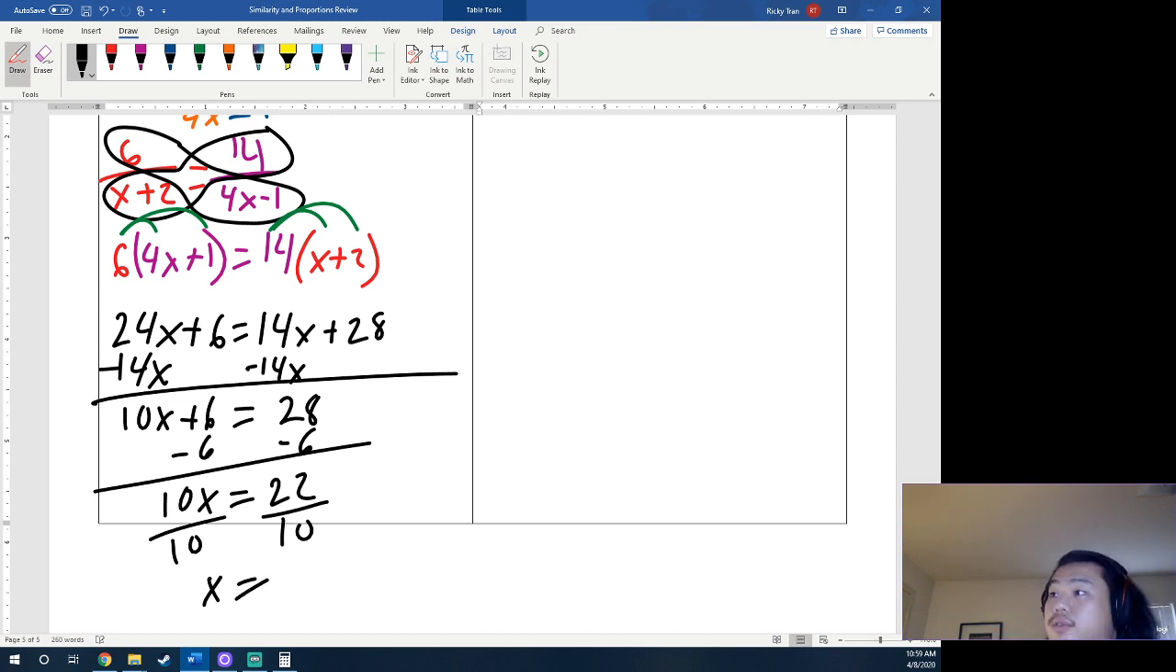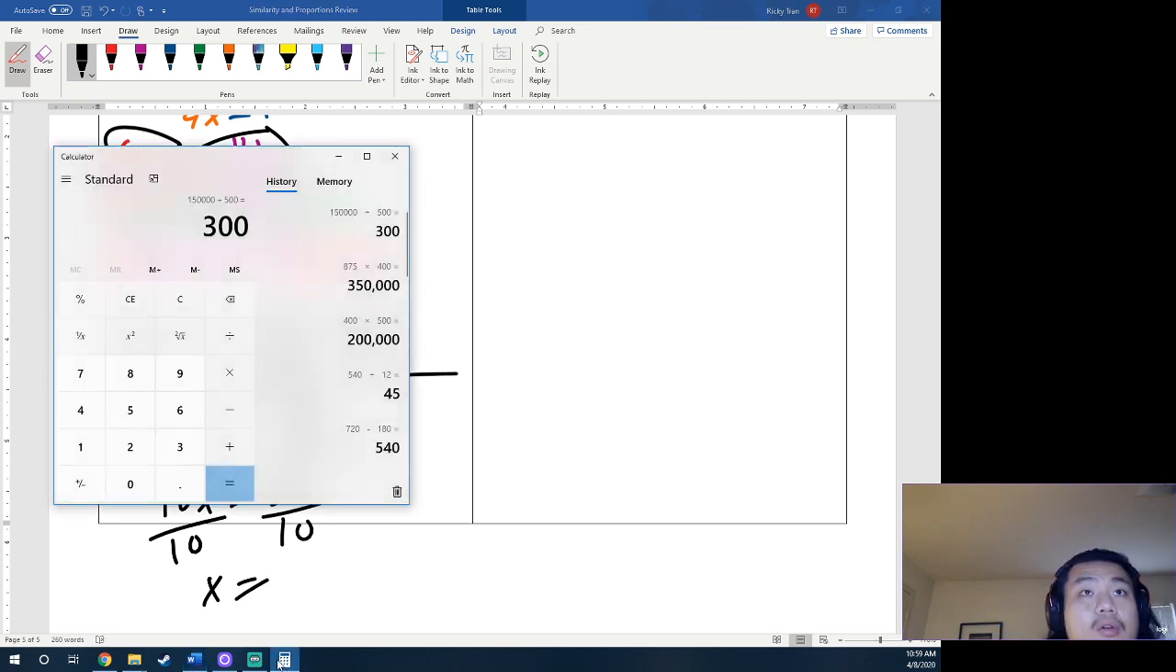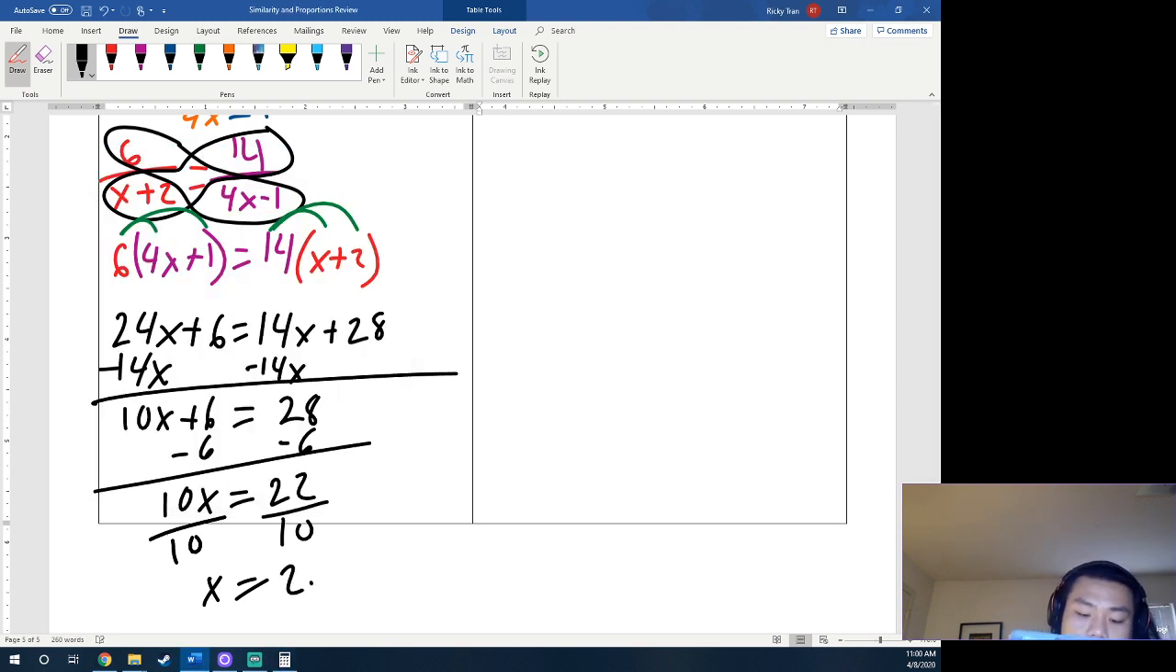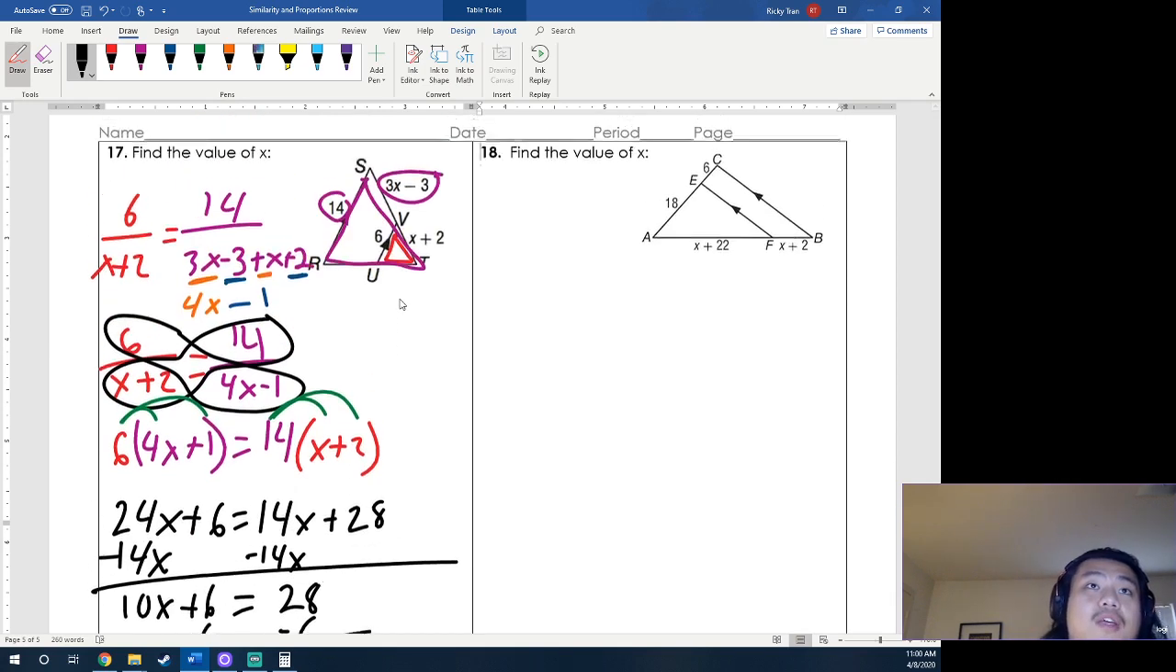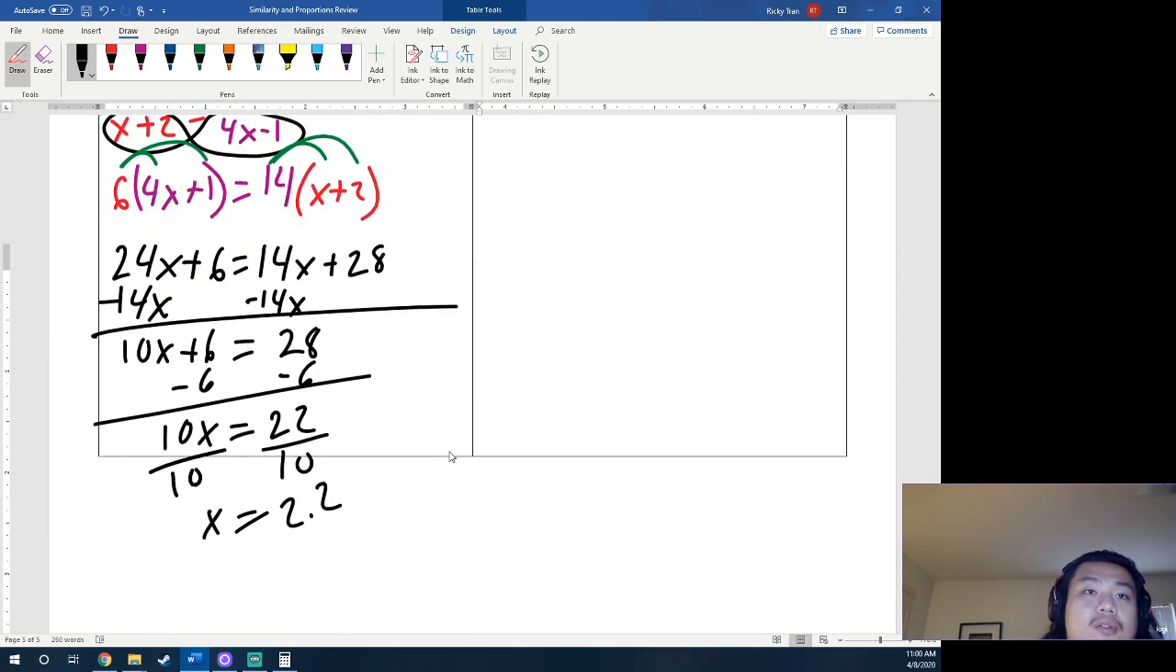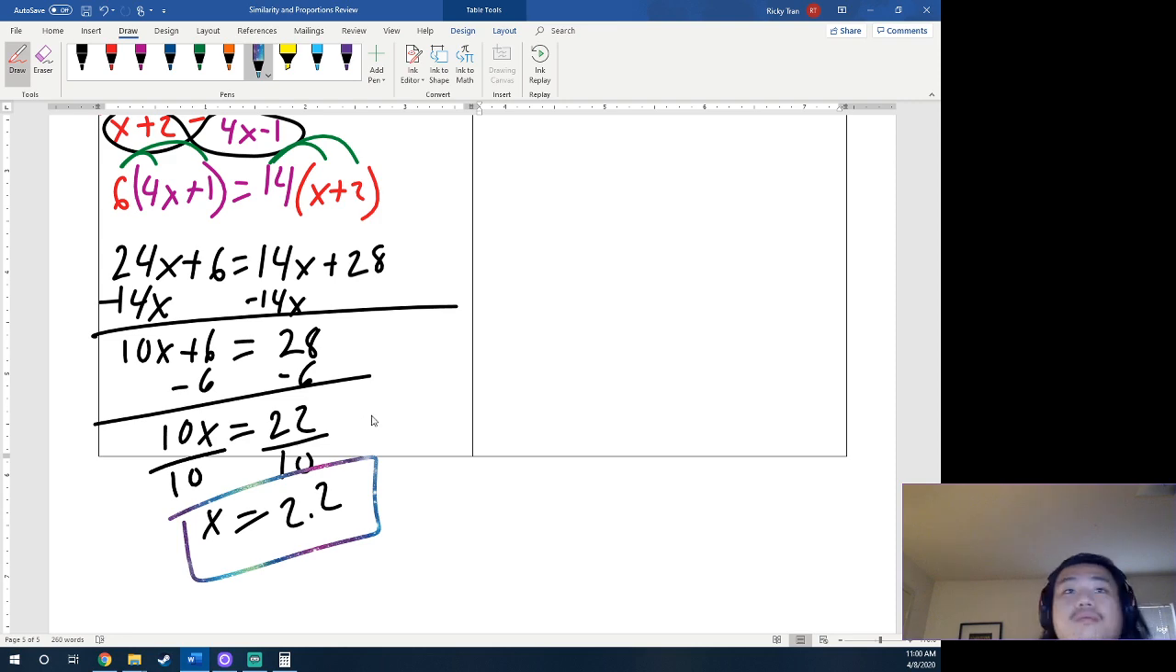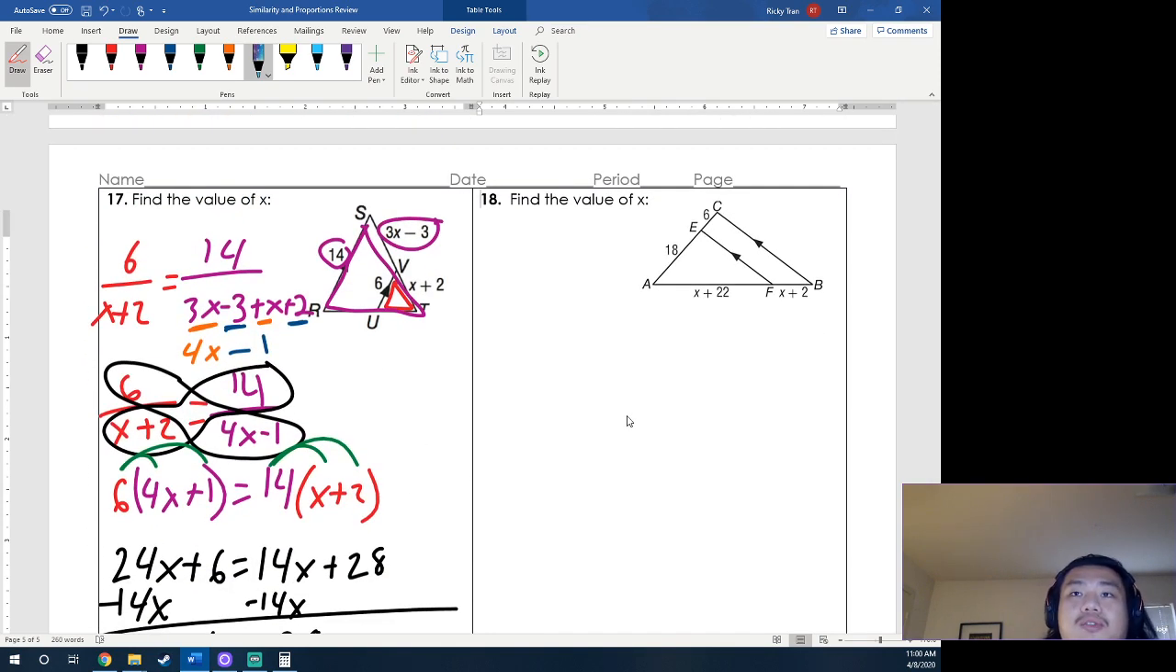X is equal to 22 divided by 10, or 2.2. It was to find the value of x, so there's your answer. X is equal to 2.2. All right, and the last question, same thing. We start with our small triangle.